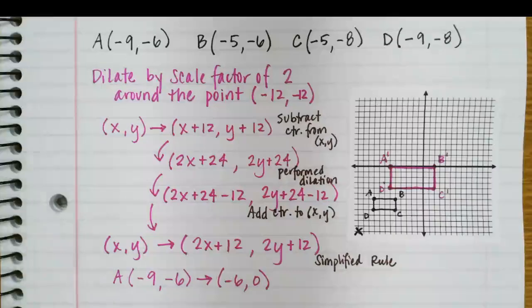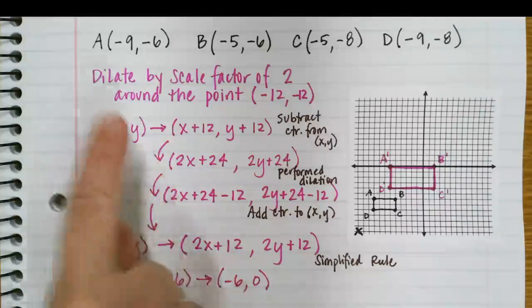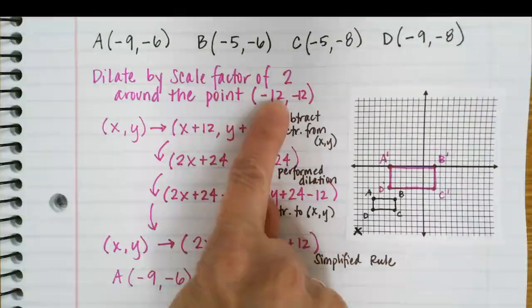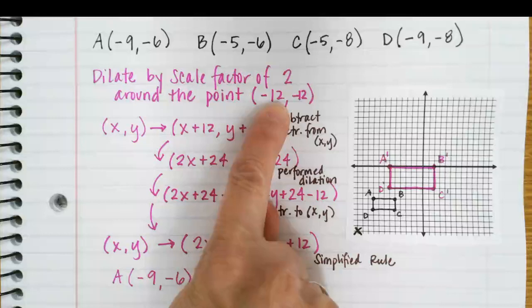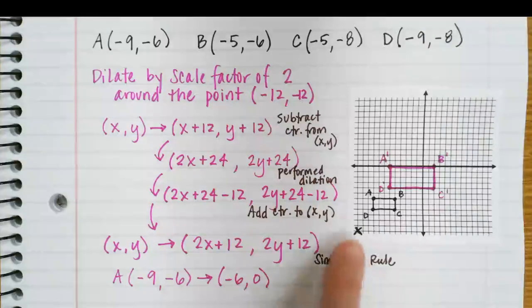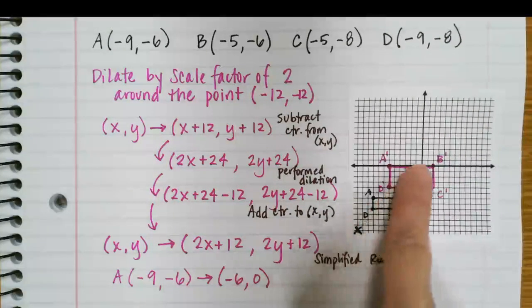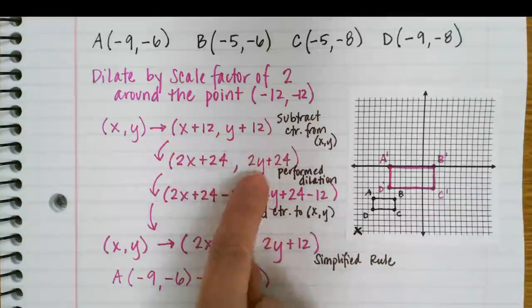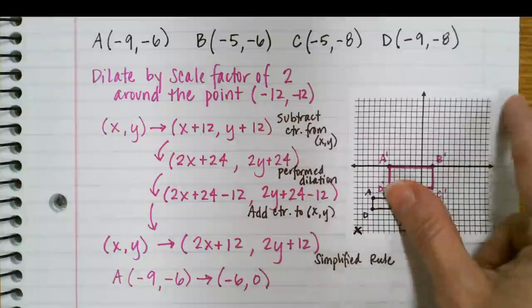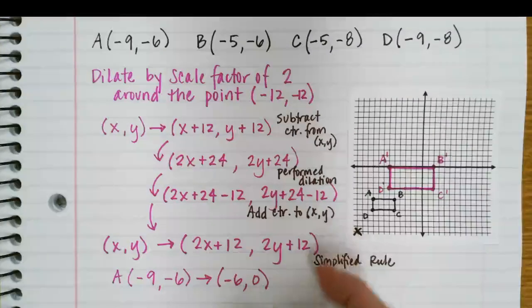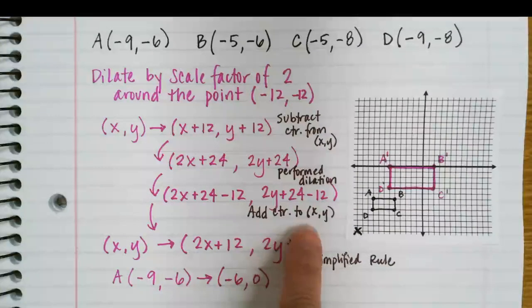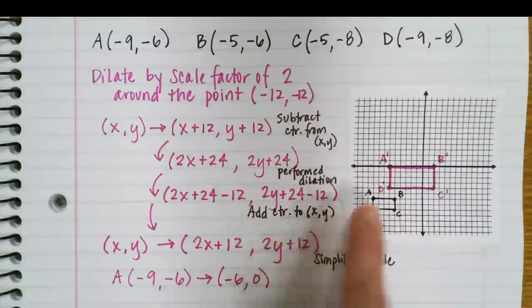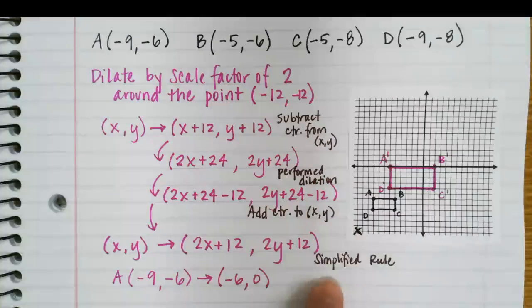All right, so there are different ways to do it. It's totally up to you, whichever you like better. What you can do is take your starting point and subtract the center of dilation, which is basically bringing that point up to the origin. Then you dilate your figure, so we made it 2 times bigger, and then we brought it back down by adding the center back to the point, and that gives us a simplified rule.